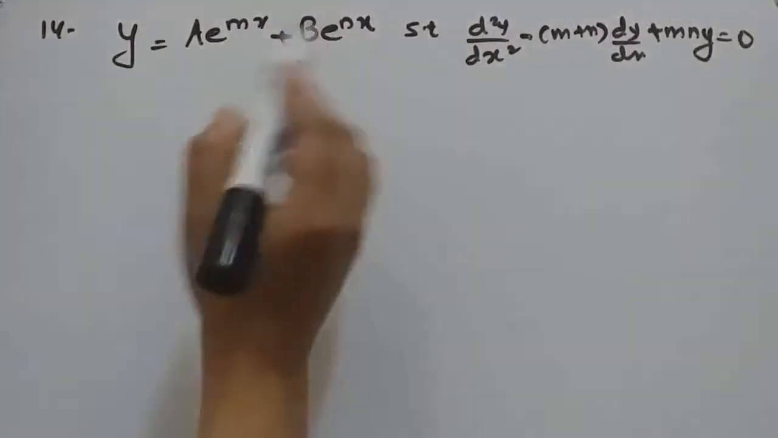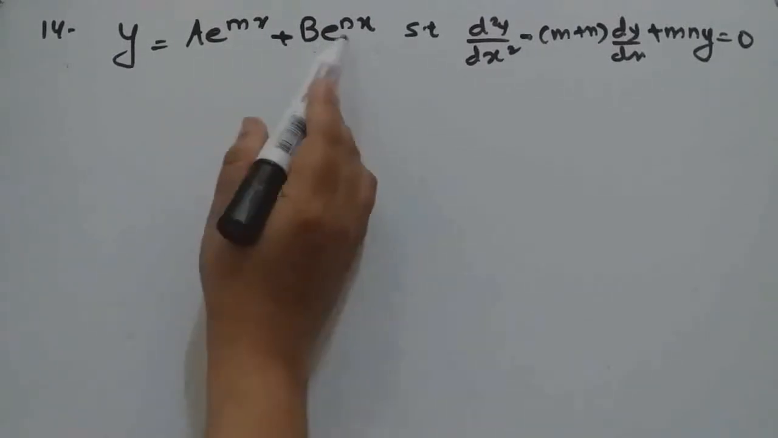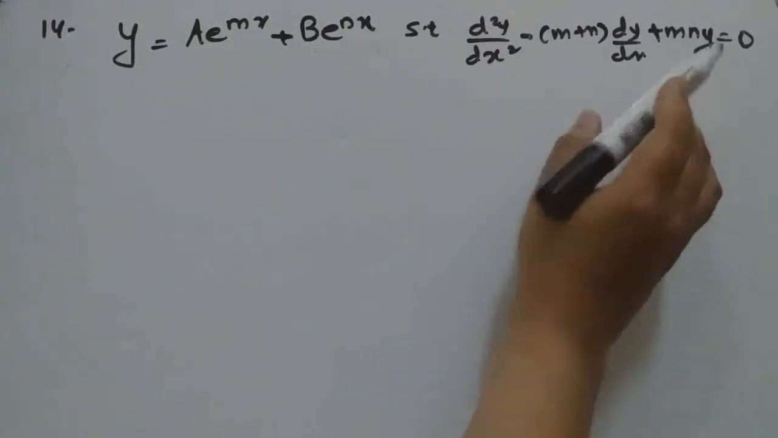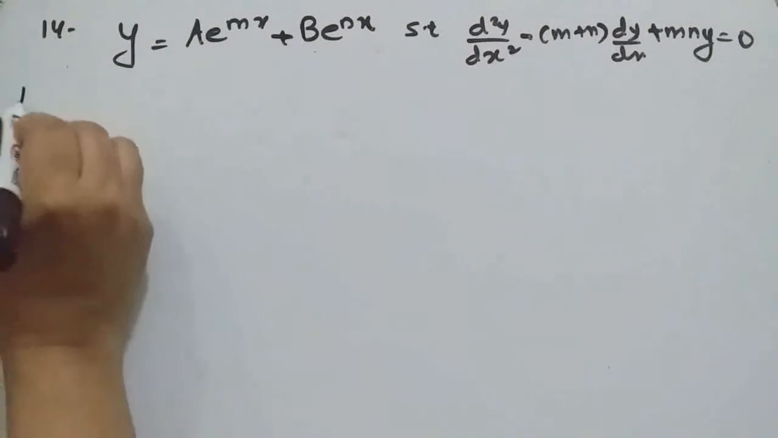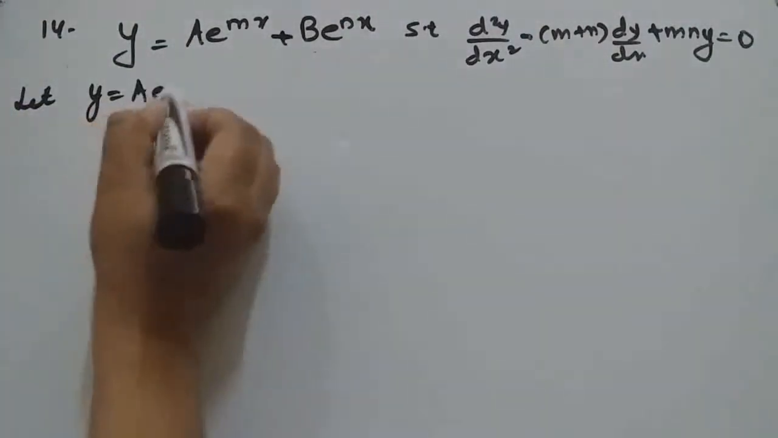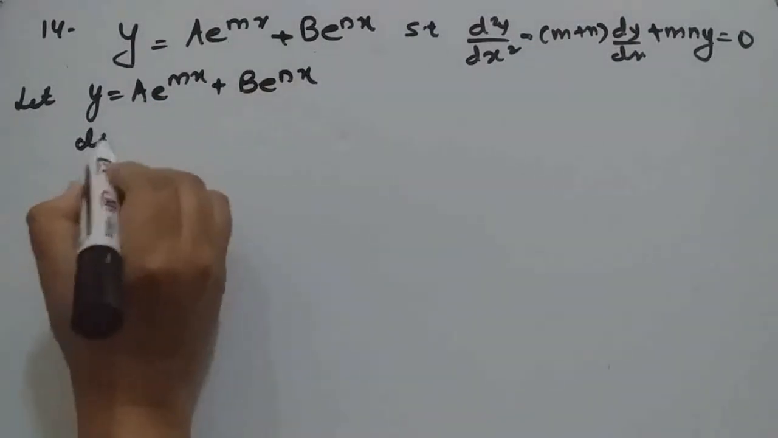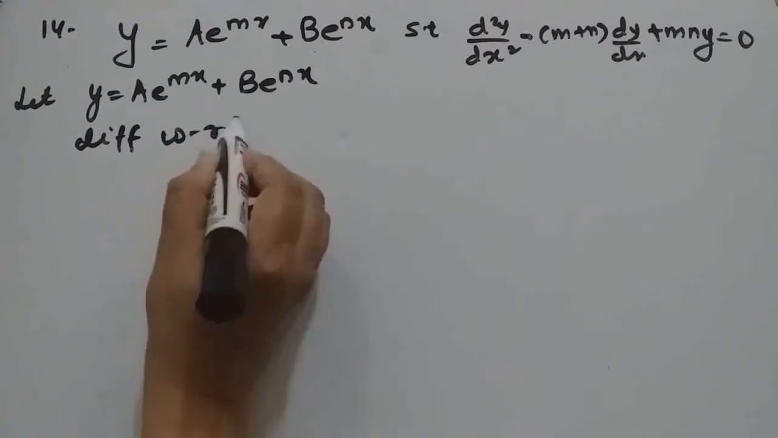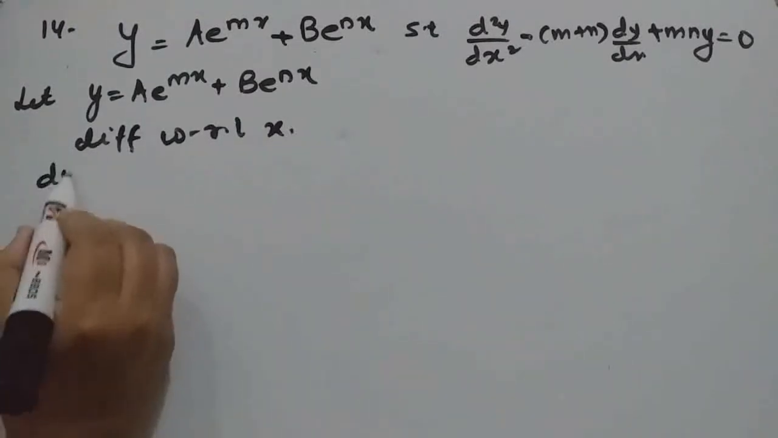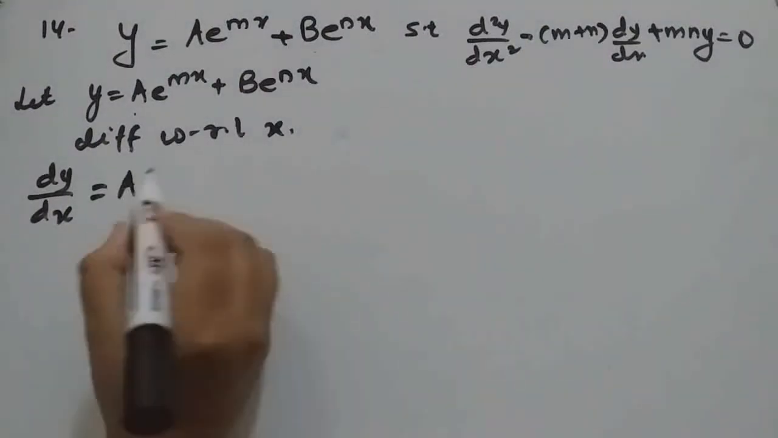Question 14. y is given as A e^(mx) + B e^(nx), and we have to show that this expression equals 0. So y is already given. Differentiate with respect to x. So dy/dx: capital A is a coefficient, we will write it as it is.